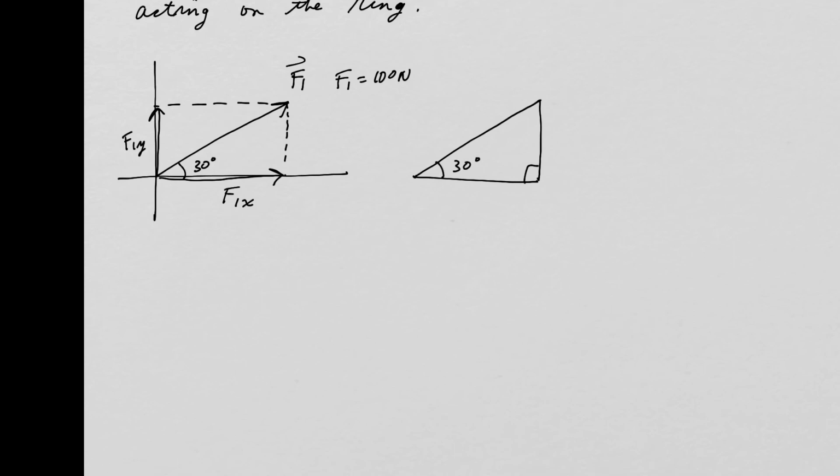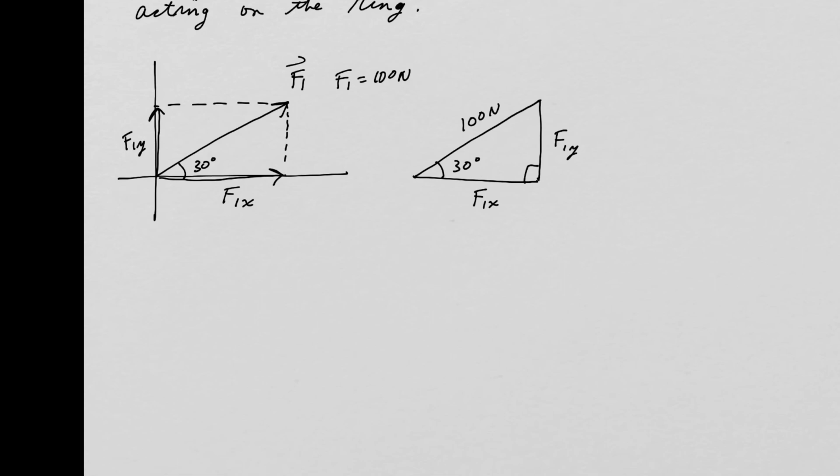I know the hypotenuse is 100 newtons, right? That's the magnitude of the force is the hypotenuse. And I'm looking for F1x. I'm looking for F1y. Now, F1x is adjacent to the angle, and I know the hypotenuse. What trig function relates adjacent to hypotenuse? Cosine. In fact, if you use the typical angle, the x component will always involve cosine.